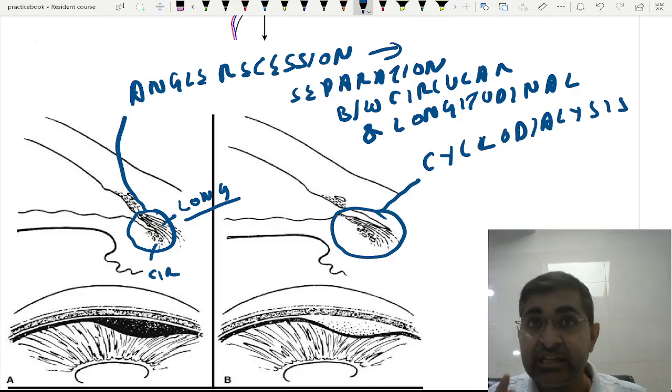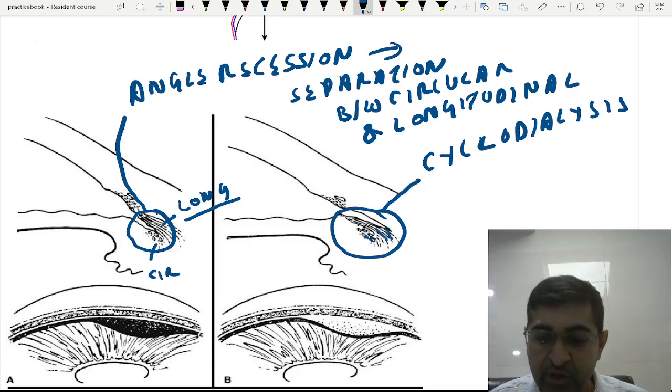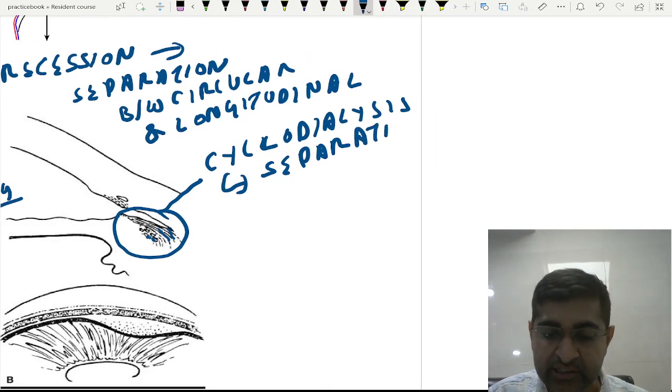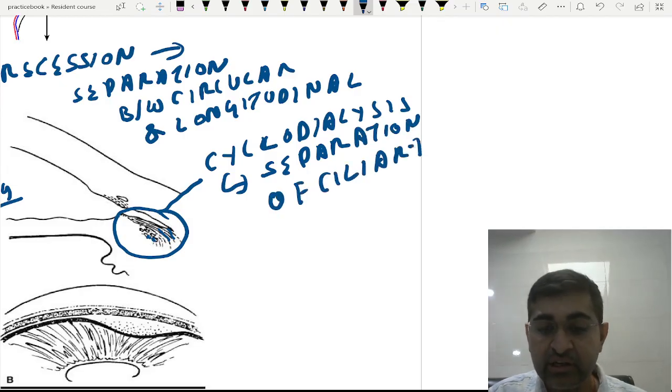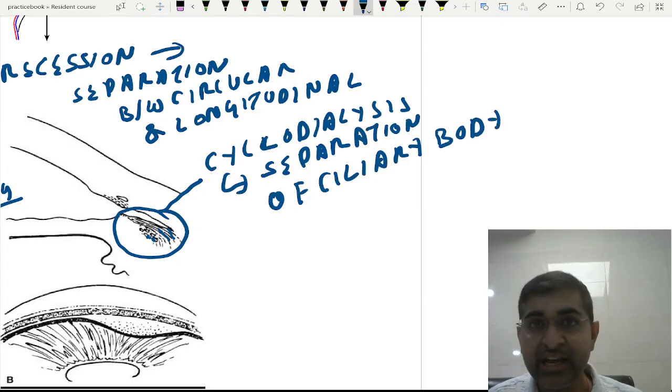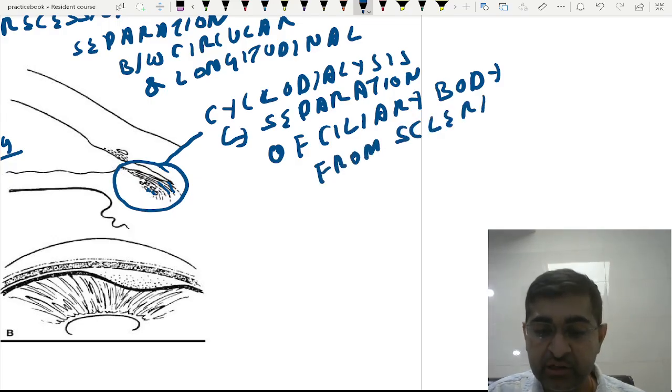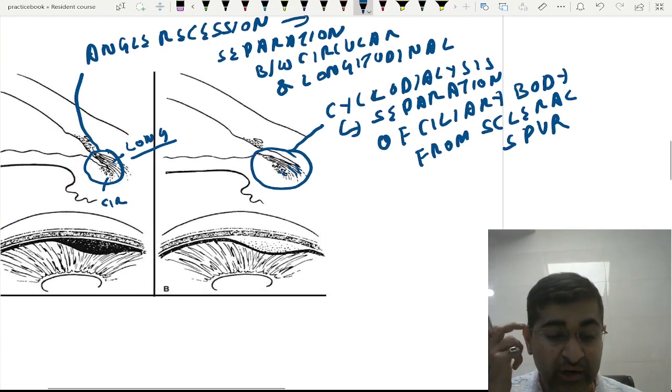Cyclodialysis is the separation of the entire ciliary body. Can you see? The circular muscles and the longitudinal muscles are separated from the scleral spur. It is separation of the ciliary body, and where the ciliary body is attached, my dear friends, it is attached at the scleral spur. So this is your cyclodialysis.